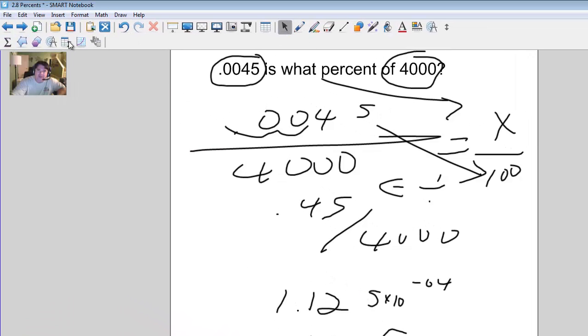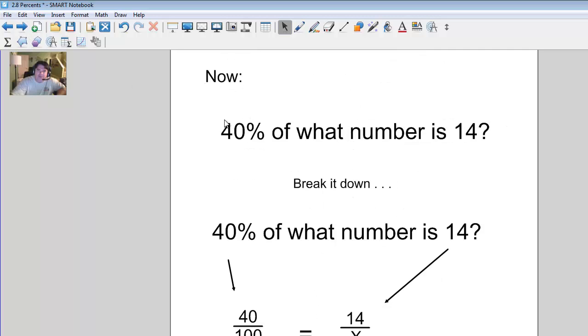0.0001125. Hope that's right. Should be. Now, 40% of what number is 14? We're going to break it down.